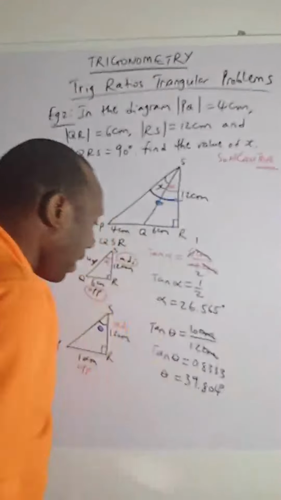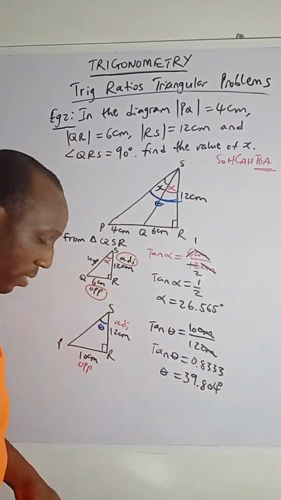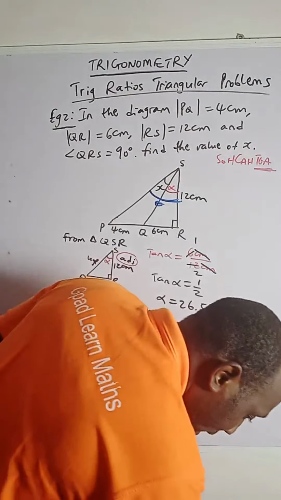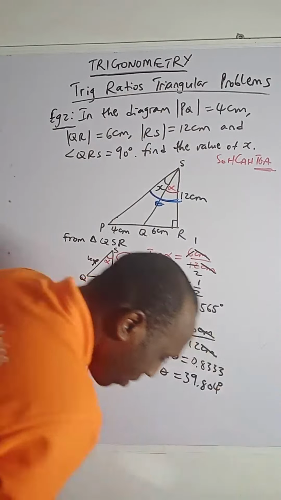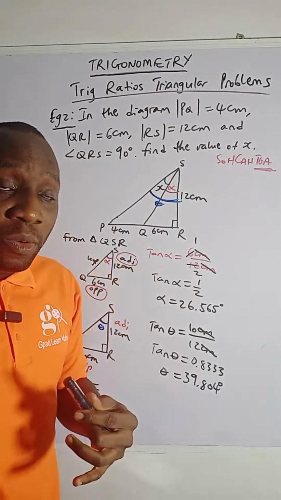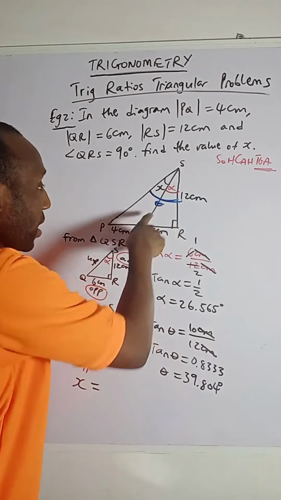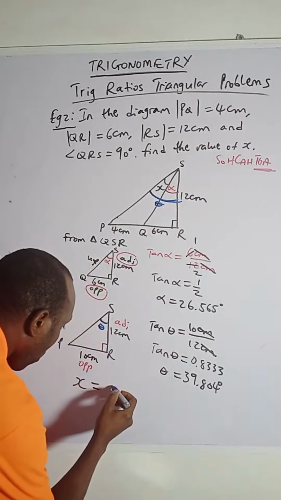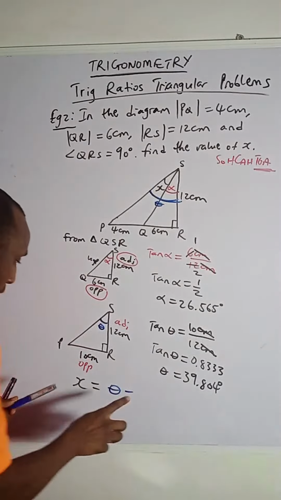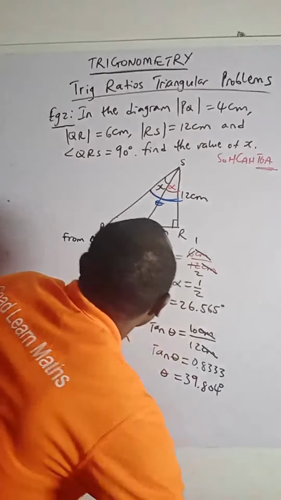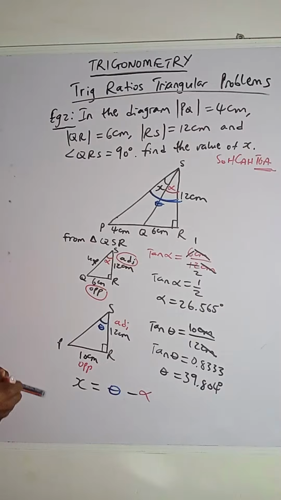Okay, so like I explained before, it's now time to get our angle. Are you ready for that? Let's get x. For me to get x, x is the difference between the bigger angle and the smaller angle. If you subtract this alpha from theta, you will get x. So x is equal to theta minus the red angle, which is alpha.